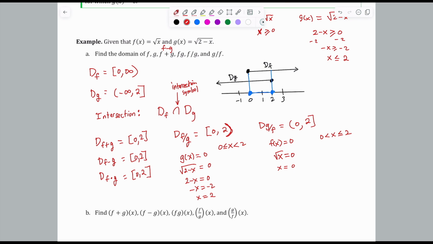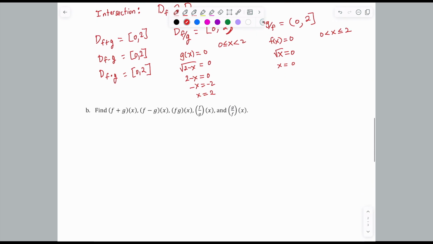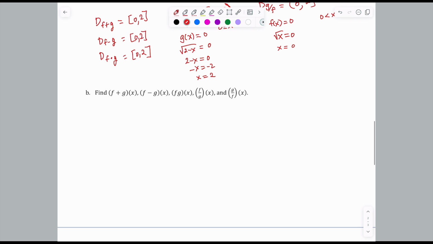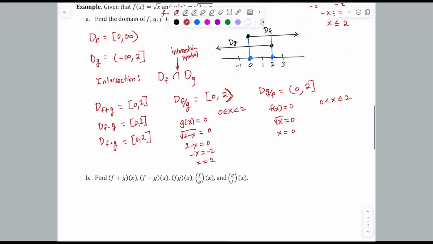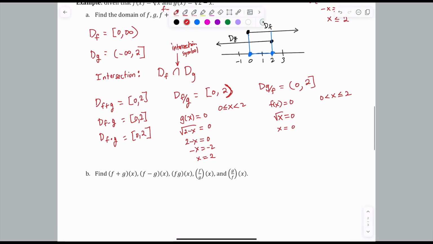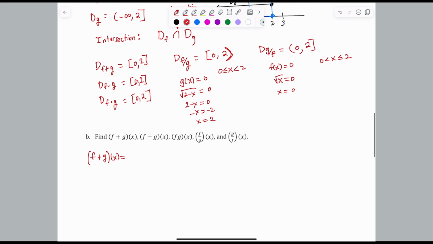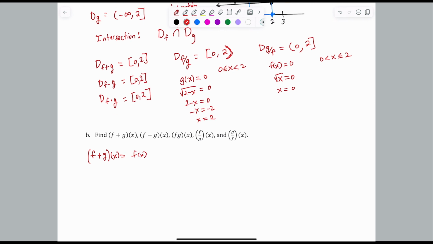All right, part B here, we're asked to find what f plus g of x is. In other words, and f minus g, f times g, f over g, and g over f. All right, so let's take our functions. We have f plus g of x. So by definition, what does this equal? This is just f of x plus g of x. f of x is the square root of x, and g of x is just the square root of 2 minus x. There's nothing you can do there to simplify.